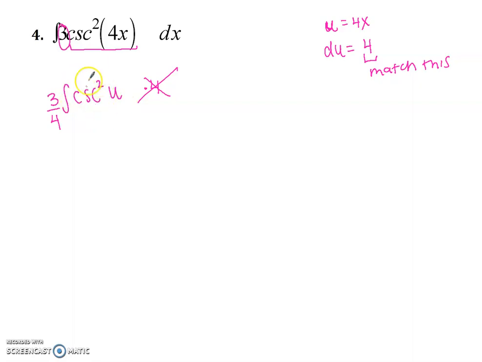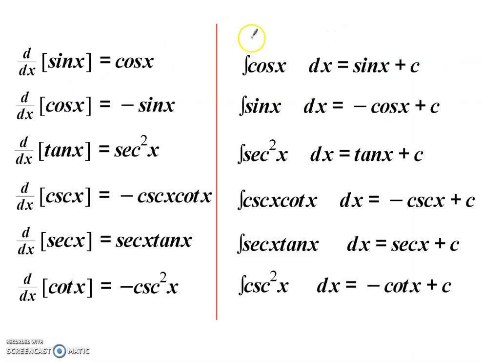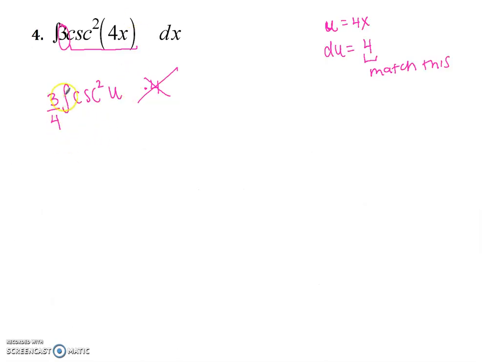So then I'm going to look at my integral sheet again, and I can see here's the cosecant squared. Well, that's going to turn into negative cotangent. So there's already a coefficient here, so we're going to make that a -3/4 cotangent of u. Okay. And then you can go ahead and change that u back to a 4x, and then you're always going to tack on a plus c.